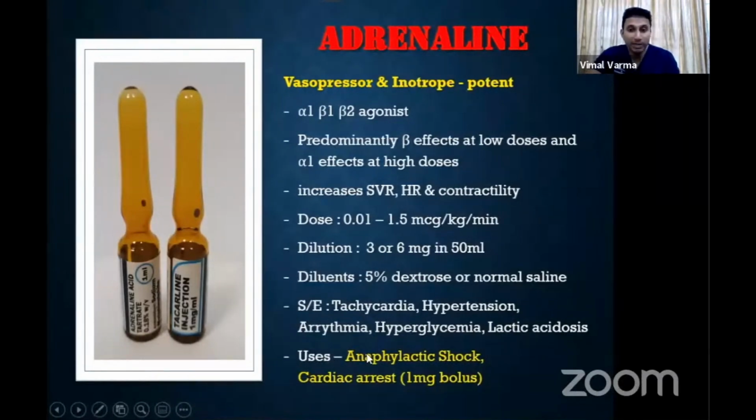Where it is used: it is the first choice of drug in anaphylactic shock, where in adults we give a 50 mcg bolus. In cardiac arrest, we give a 1 mg bolus. It is also used in other shocks, as in septic shock as a second choice of agent after noradrenaline, and in other shocks where a second agent is needed to increase your contractility and your peripheral vasoconstriction.